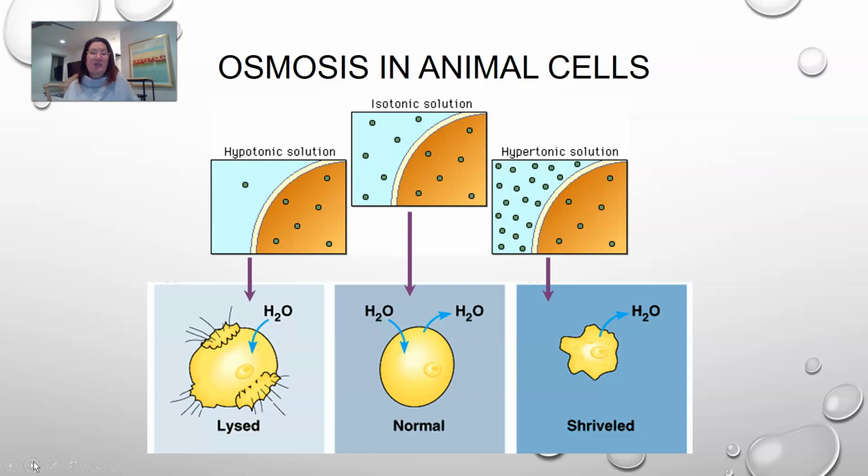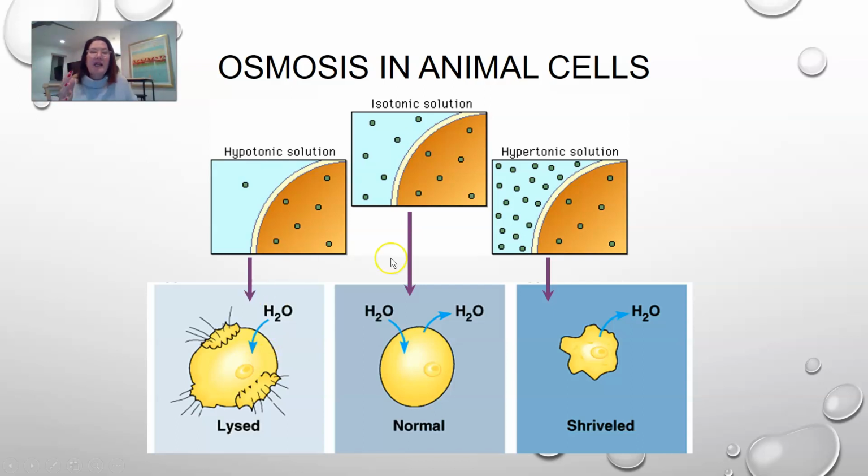So here's what osmosis looks like in animal cells. We have 3 different terms, and we're going to write those down in a second. So we have hypotonic solution, and that's where the water is going to go into the cell. And oftentimes this will cause it to burst. So that's called lysed. If the cell's lysed, it had too much water in it and it blows up, right? Well, let me go through these.